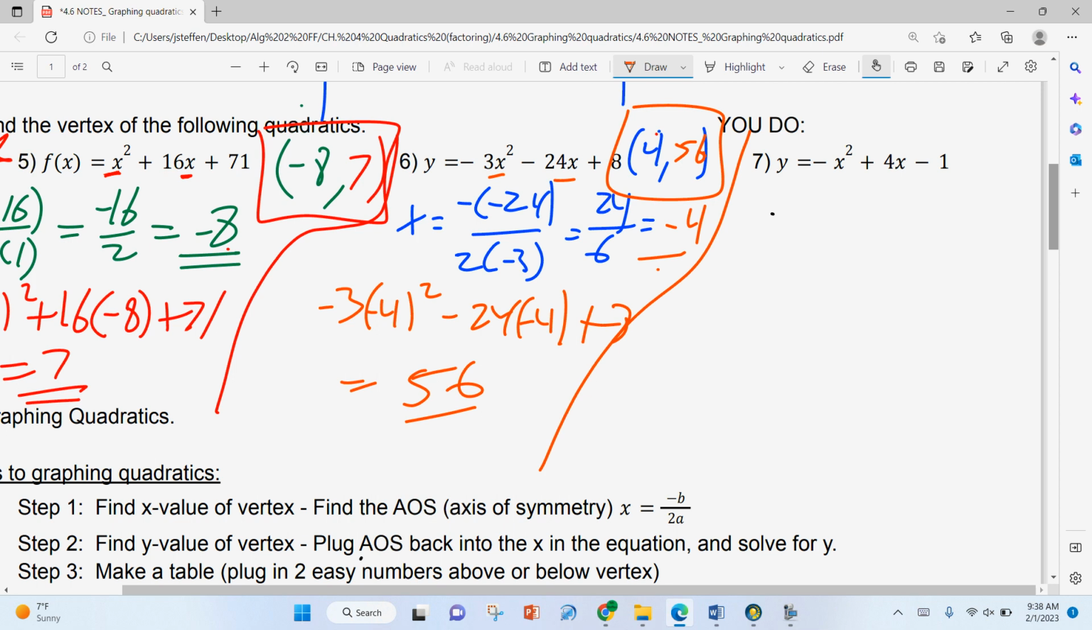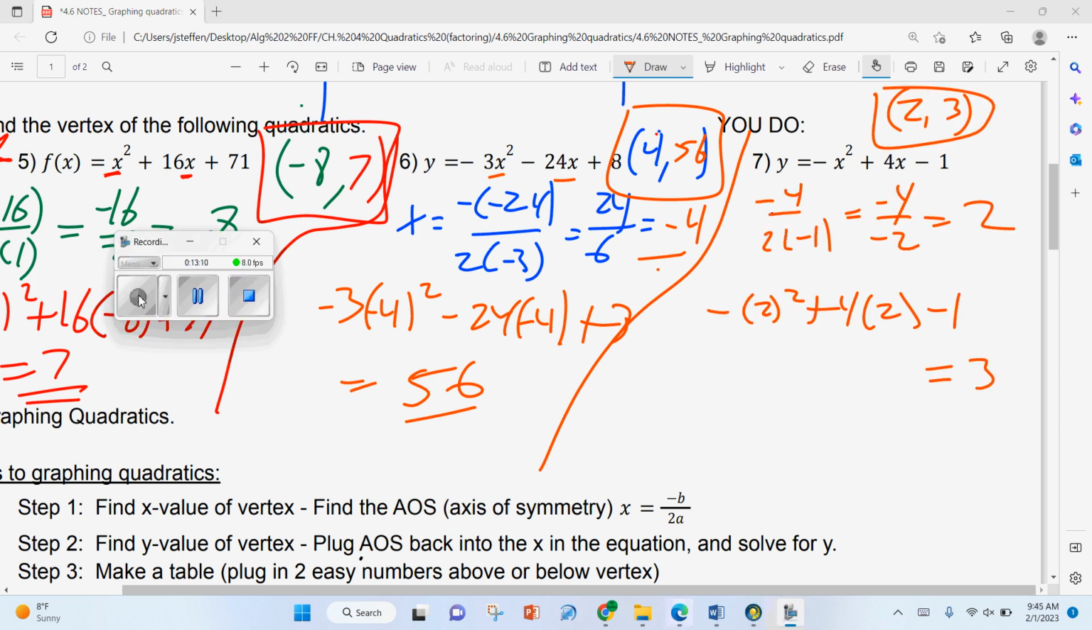All right, go ahead, do number 7 on your own. I got 2, 3 for that vertex. Probably wrong, going on my recent record.